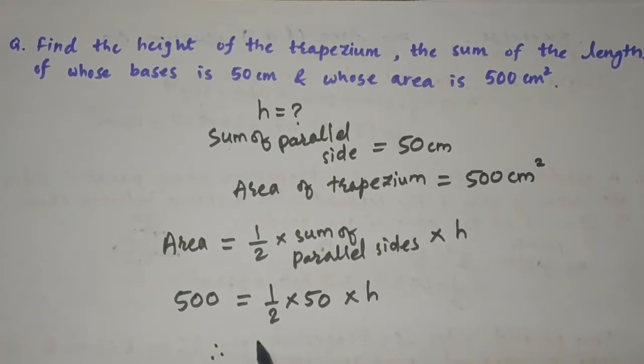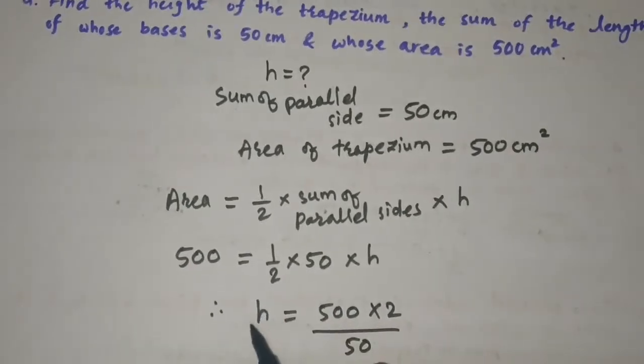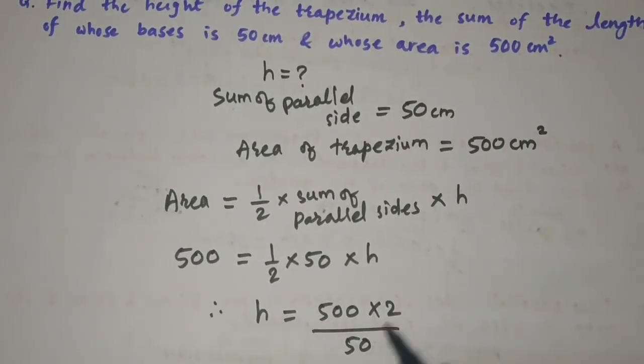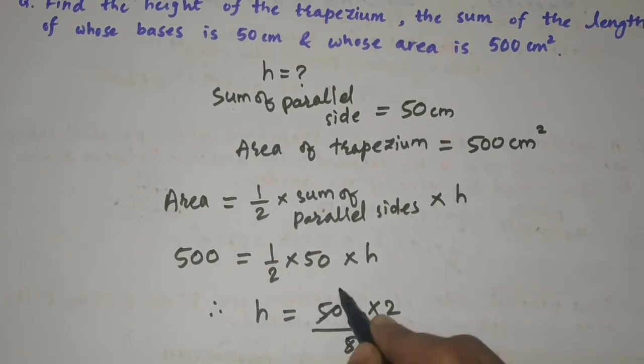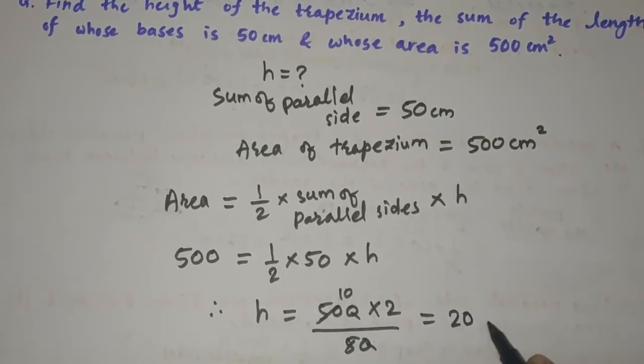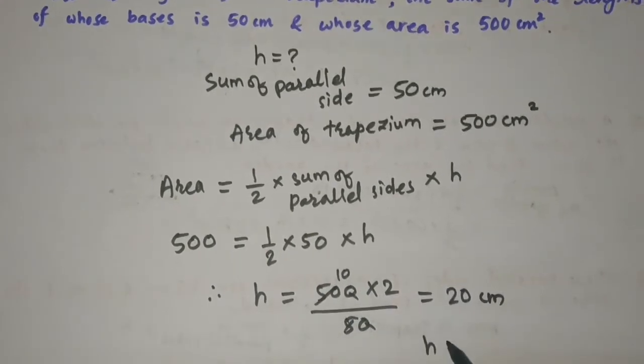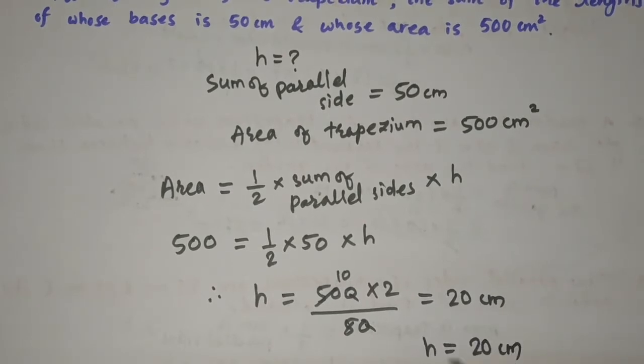So therefore friends, height is equal to what? 500 multiplied by 2 divided by 50. This 2 will go there and 50 will come in division. So here you will get 10s, and this is 20 centimeter. So height is equal to 20 centimeter.